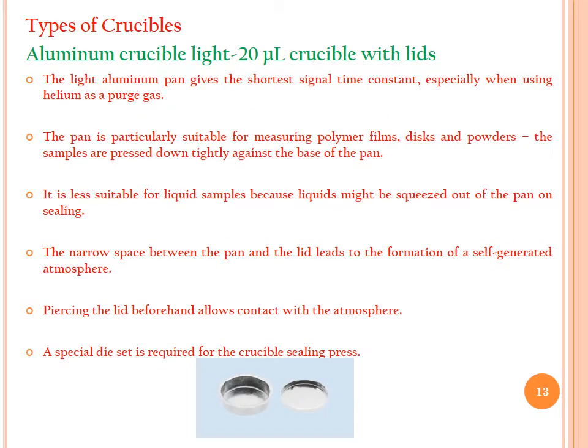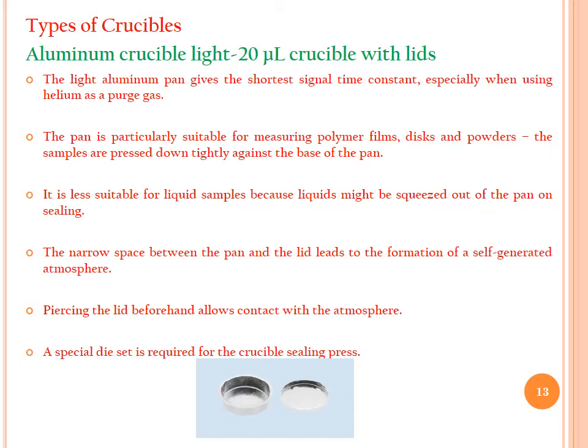Another type of crucible is the aluminium crucible light. This means light in weight. This type of crucible has a volume of 20 microliter for sample holding. This type of crucible also has a lid to protect the sample from the outer atmosphere. The light aluminium pan gives the shortest signal time constant, especially when using helium as purge gas. The pan is particularly suitable for measuring polymer films, discs and powders. The samples are pressed down tightly against the base of the pan.